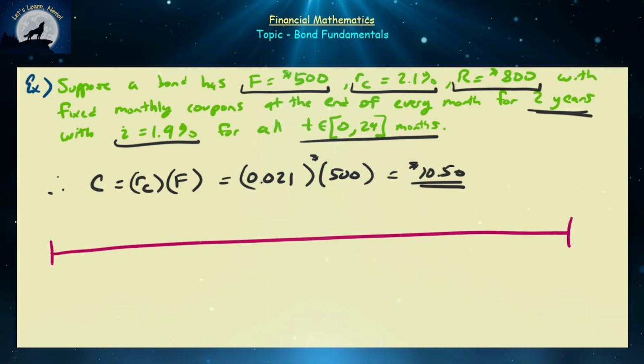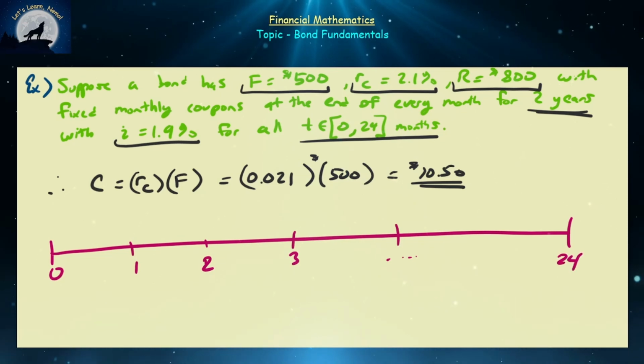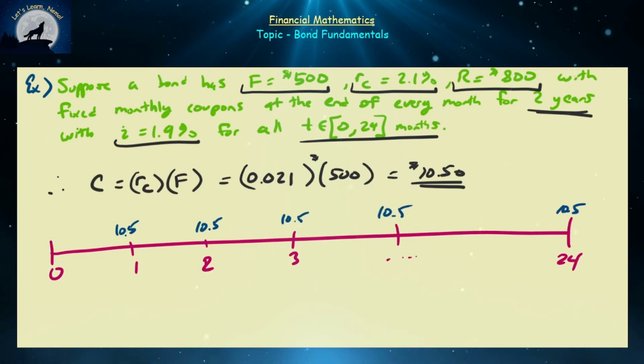So let's actually build a timeline just to make sure we see that. So 1, 2, 3, all the way down to n, which is going to be 24. So we're going to have our $10.50 there, our $10.50 there, our $10.50 there, and so on, in addition to our $800 redemption payment at time t equal to 24.